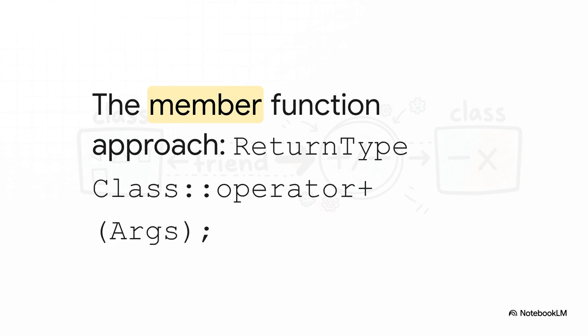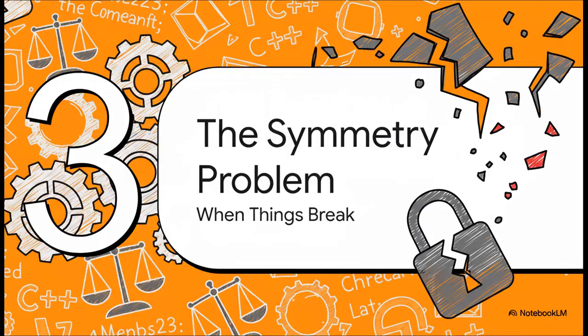A sneaky little problem hiding in plain sight. And this is where things get interesting. That member function approach, it works great, right up until the moment it doesn't. It creates this subtle but really frustrating issue, a lack of symmetry. Let's see exactly what that means.